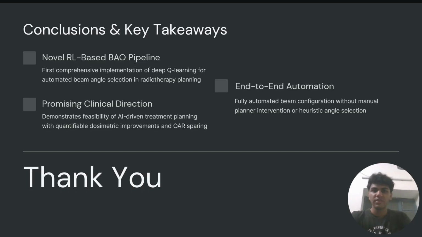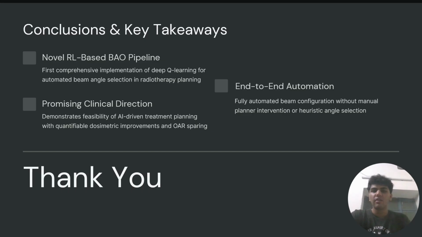On a final note, this work presents one of the very few reinforcement learning based pipelines for the automated beam angle optimization of radiotherapy. The agent successfully learned clinically consistent beam placement strategies directly from data without relying on any manual rules or fixed templates. The first key takeaway is that this is a novel RL-based beam angle optimization pipeline. It is one of the few comprehensive implementations of DQNs for radiotherapy beam configuration.